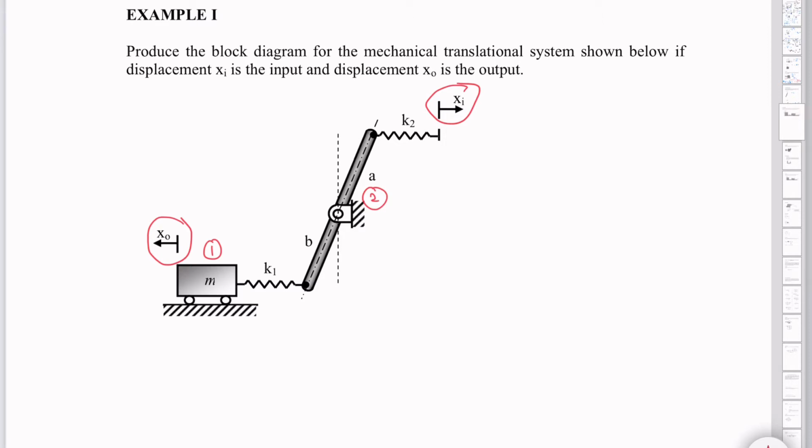So let's consider the mass first. We're going to do the FBD on the mass. So we're going to draw the mass here. There will be a force acting on the mass due to the spring, and it will cause the mass to move in that direction. So we know this force is due to the spring, so we write Fs1.